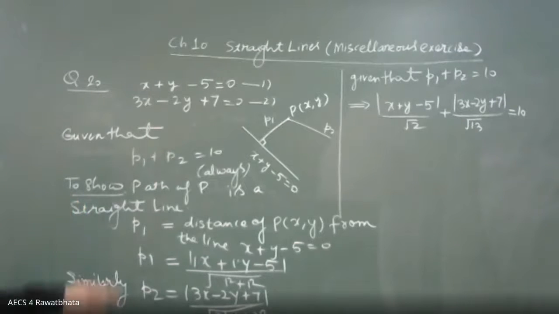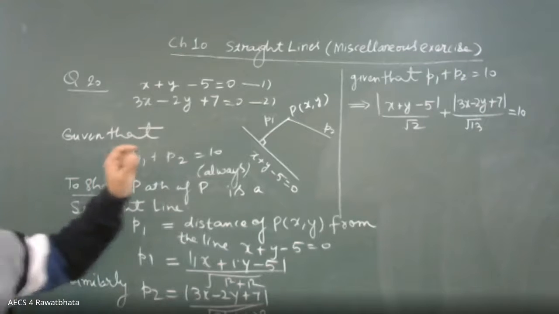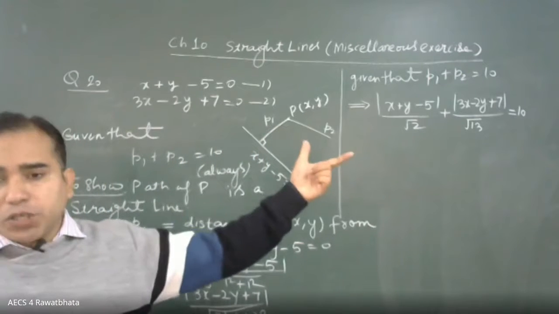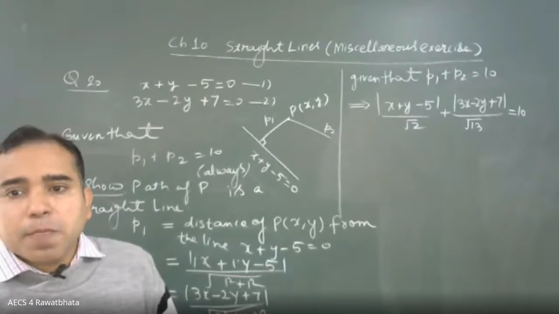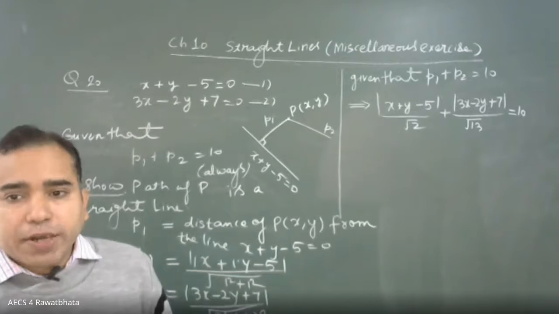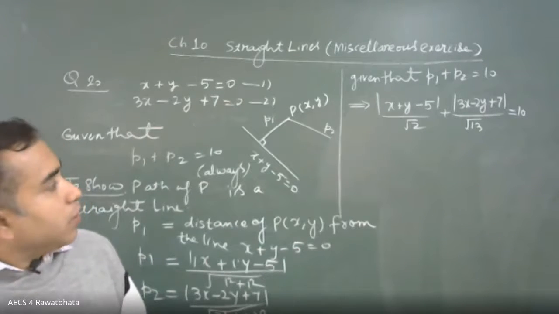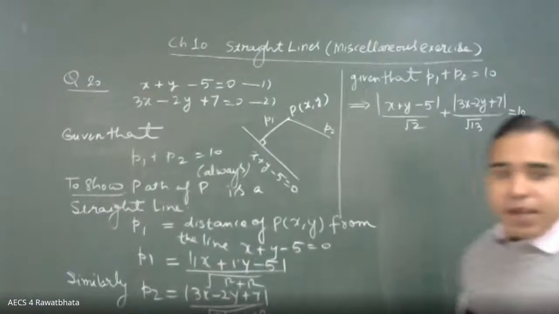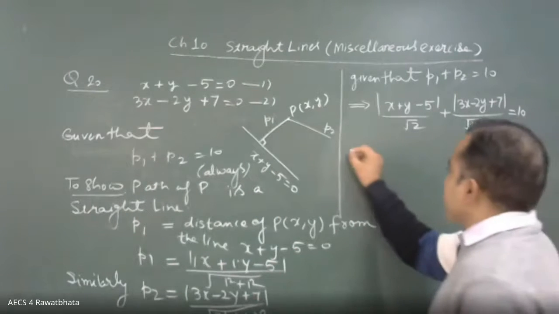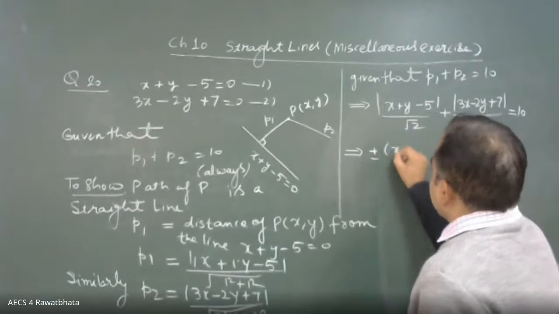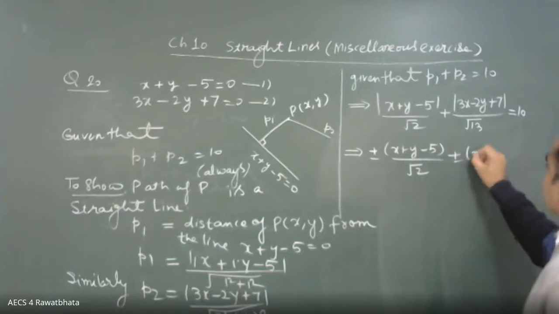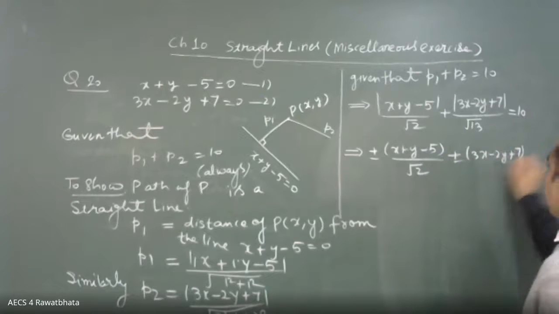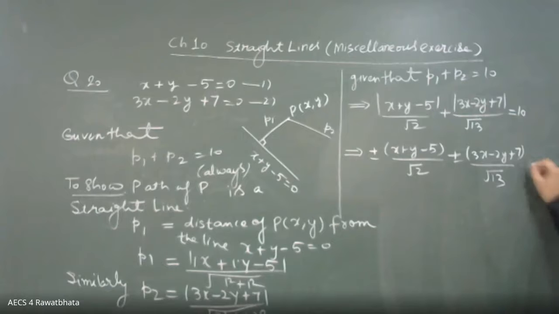Keep the target in mind. The target is that we have to show the path of P is a straight line. It means that the relation between x and y should be a linear equation. Any suggestion? Any comments from anyone? Students. Two modulus are appearing here, and if you remove modulus, plus minus sign will occur. Right? I can write one more step. Plus minus x plus y minus 5 whole upon root 2 plus minus 3x minus 2y plus 7 whole upon root 13 equal to 10.